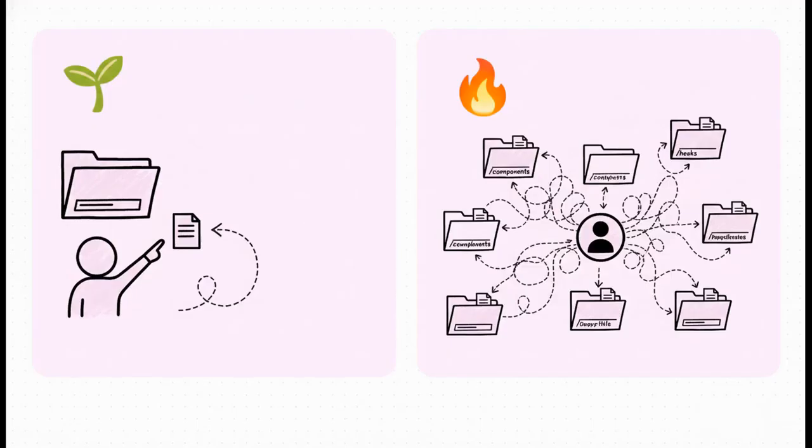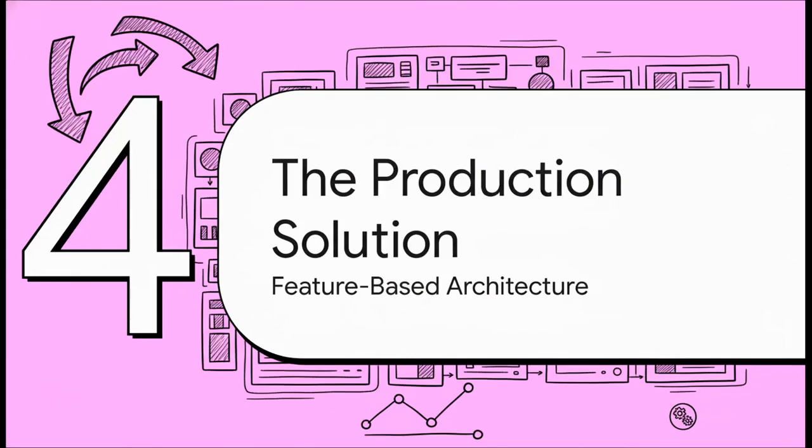This side-by-side tells the whole story. Small project, it's all good. But in a big project, let's say you need to work on the user profile. You have to jump into the components folder, then the hooks folder, then maybe a services folder for API calls. Everything is scattered. That's what we call low cohesion, and it makes it a real headache to work on any single feature.